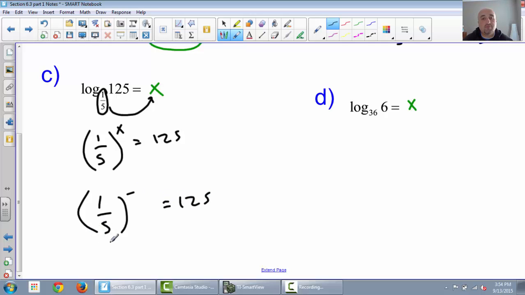So to bring this to the top, what number do I raise 5 to get 125? So 5 times 5 is 25. 25 times another 5 is 125. So the answer would be -3. So x equals -3.